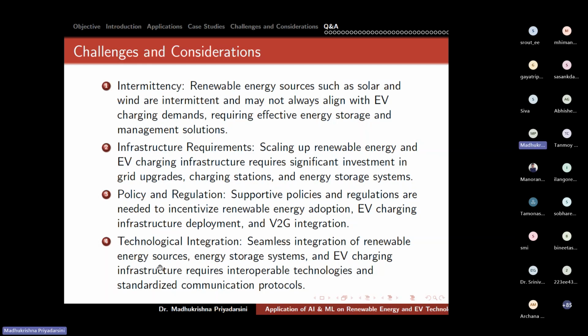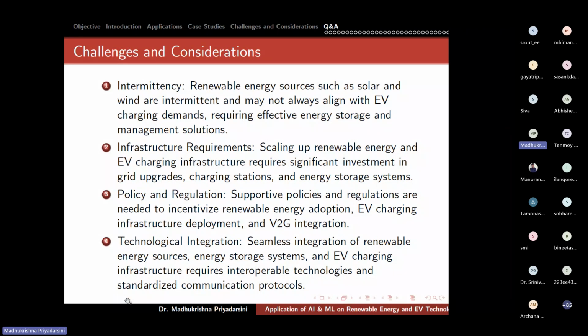And the next one is technological integration. All the energy storage systems and energy sources where we are going to implement AI/ML technologies, the integration of technologies of the renewable energy as well as the EV need to be compatible, because there needs to be communication between the charging station as well as the EVs. So that compatibility needs to be there, and sometimes there is no communication present between the renewable energy stations and the EVs. So that is also another major point.